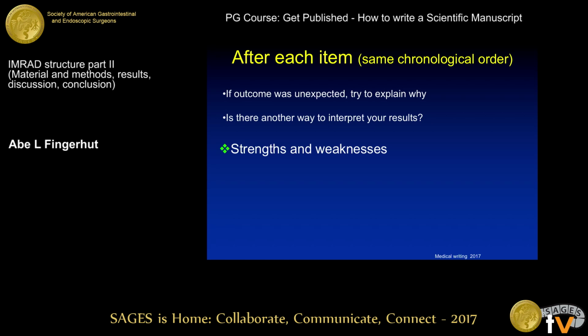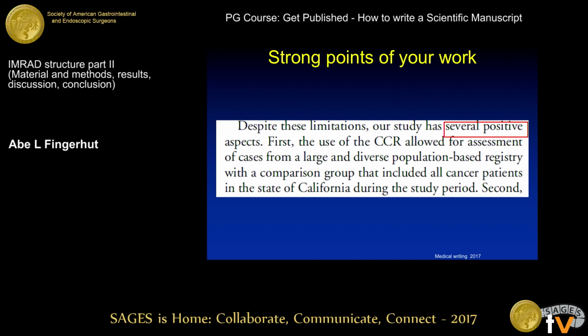For each item, in chronological order, as I said, material methods, results, and discussion. If the outcome was unexpected, try to explain why. If there's another way of interpretation, try to explain why. Give the strengths and the weaknesses of yours as well as theirs as concerns the material methods, the results, or the discussion.